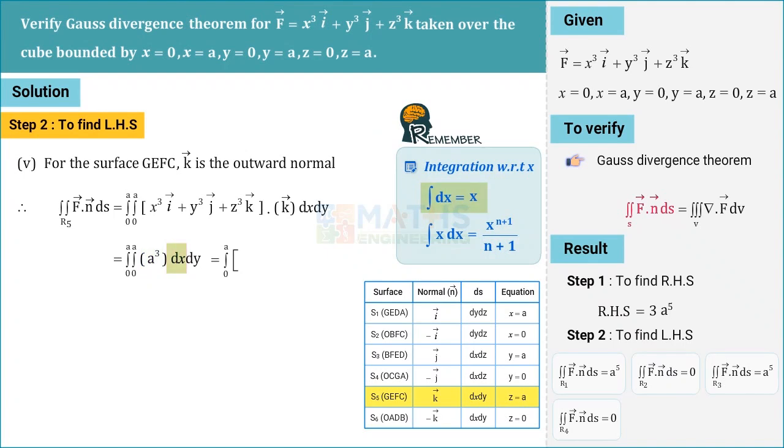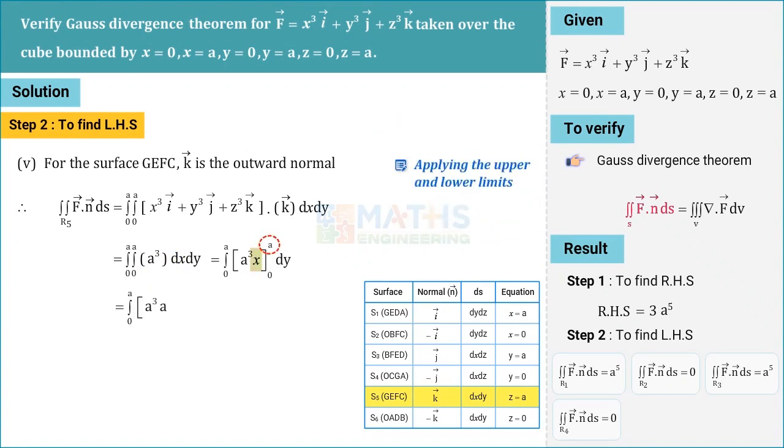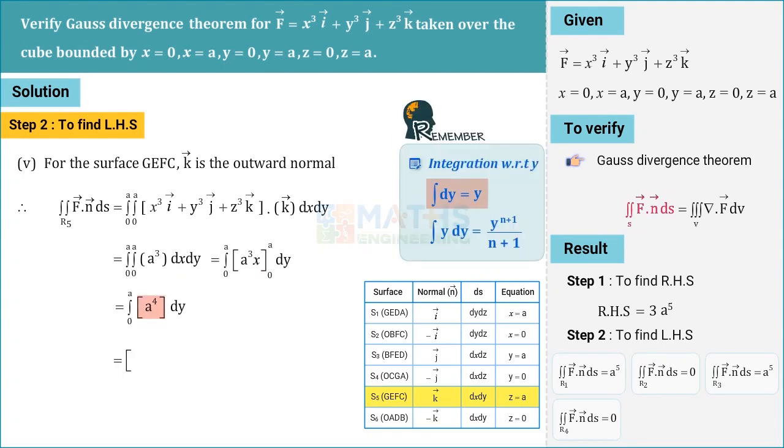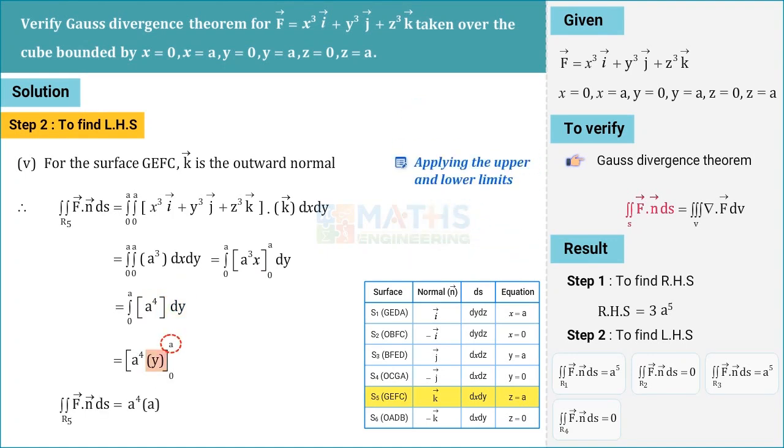Now we are integrating with respect to x. What is the integral of dx? The integral of dx is equal to x. Replace the upper limit and lower limit in the place of x. What do we get? We get a power 4. a power 4 is a constant. What is the integral of dy? The integral of dy is y. Replace the upper limit and lower limit in the place of y. Now what do we get? We get a power 5. So the fifth integral value is a power 5.